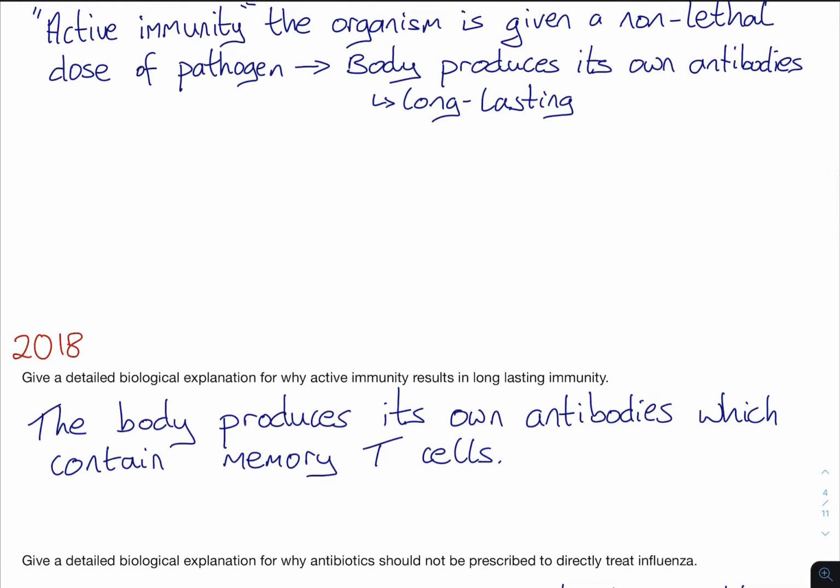2018. Give a detailed explanation for why active immunity results in a long-lasting immunity. Well, all you have to do is refer to the memory T cells. The body produces its own antibodies, which contain memory T cells.